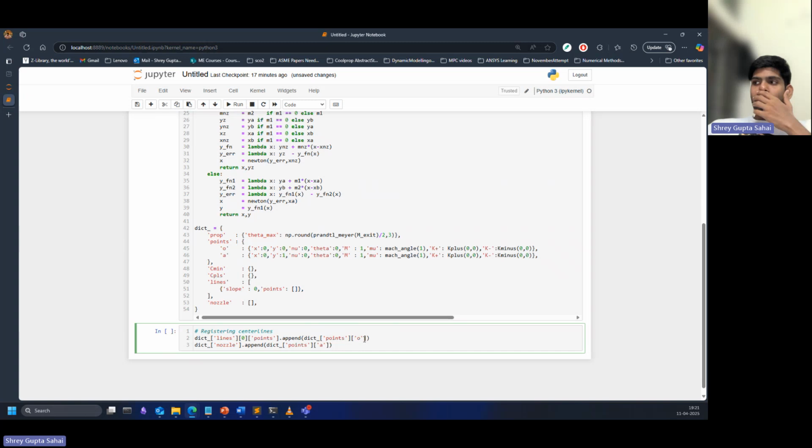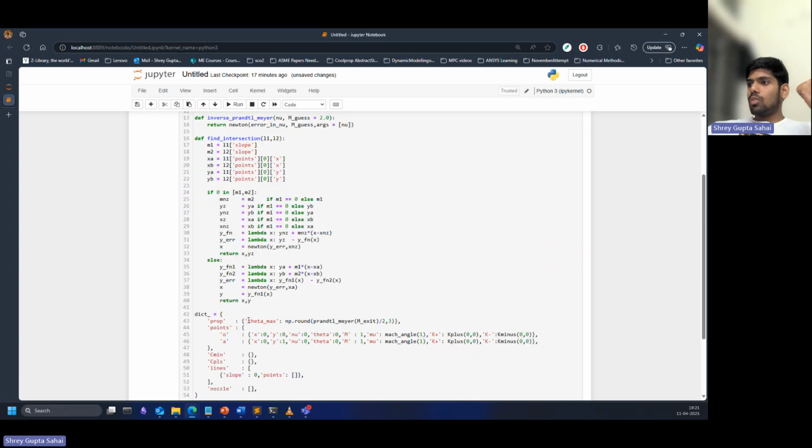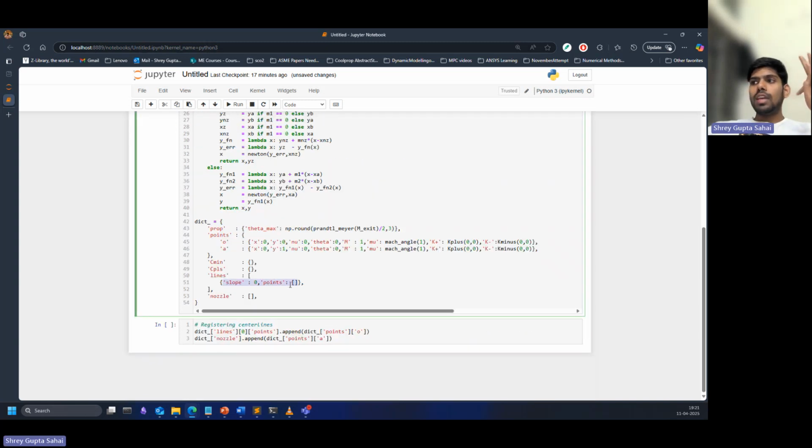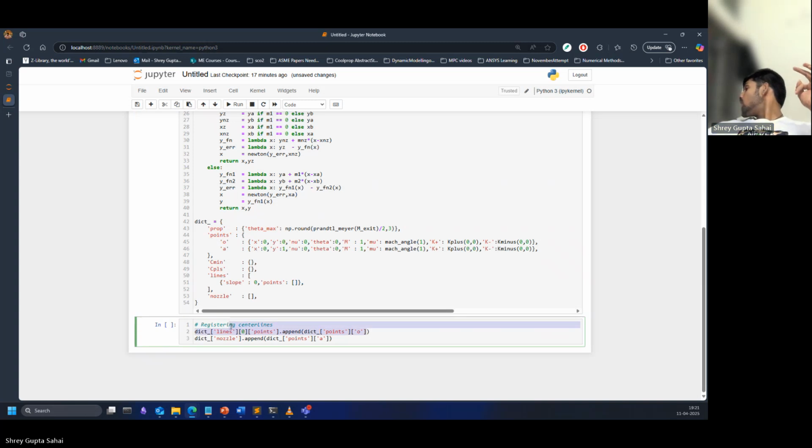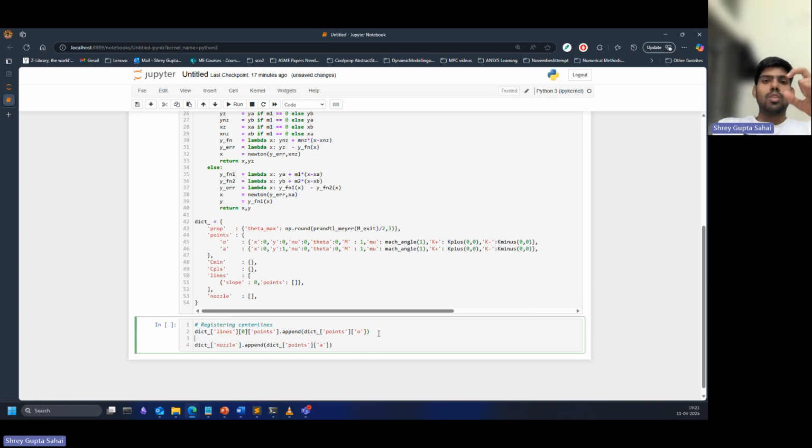Okay, and for that I define that there is a line, line zero, which has a slope zero. And to that line I add the point origin. So it has now a slope 0 and it originates from the origin 0, 0. The next thing which I do is I put the throat corner as the first of my wall points, or nozzle points.